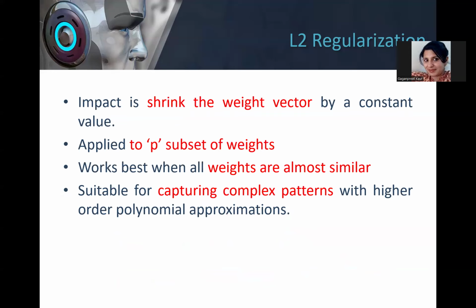So definitely it is very suitable for the complex patterns, but it works best when the weights are almost similar. Otherwise, my variance would increase too much. So not always preferred, but when the number of features in my network is too many, then we can bank on L2 regularization. And yes, it is only applied to a set of weights.